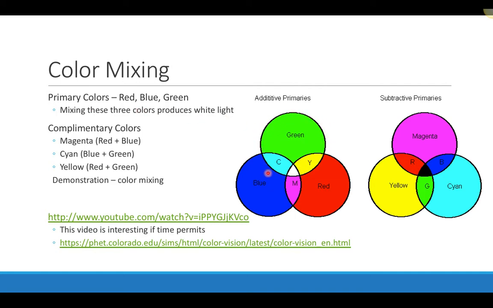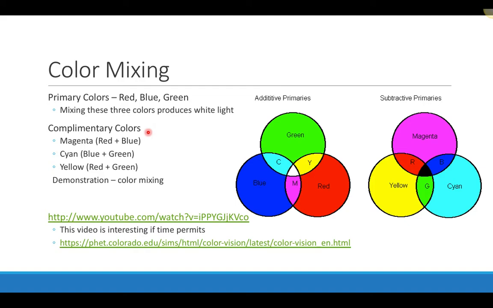Here's my blue, here's my green, and here's my red. If I were doing this in class, I would do a demonstration with lights of these three colors. When I mix all three together, they overlap in this region right here, and what I see is that blue, green, and red mixed together produce white light.